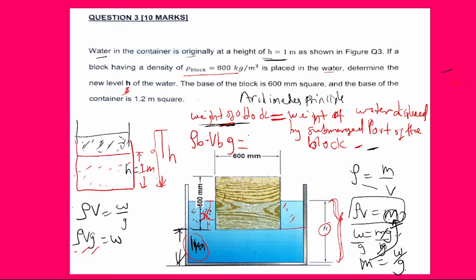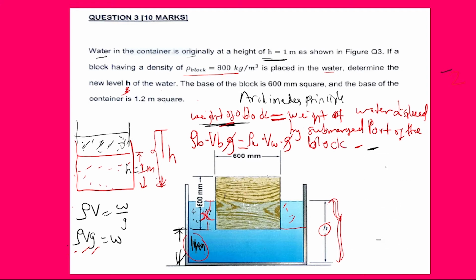For water, we say density of water times volume of water displaced times gravity. But gravity is just gravity, 9.8 for both, so we can cancel. I'm going to write here to have some space. So I have density of a block times volume of a block equal to density of water times volume of water displaced. Density of a block, I do have this one, 800.